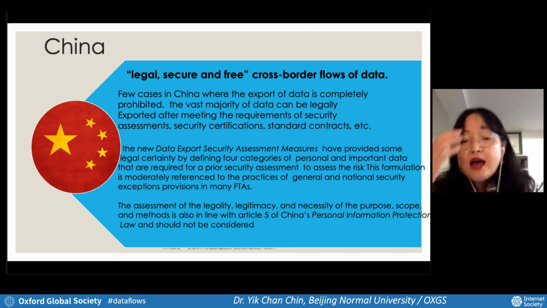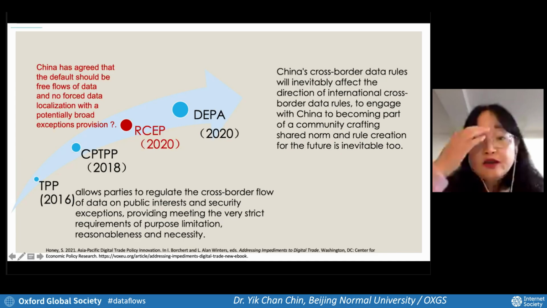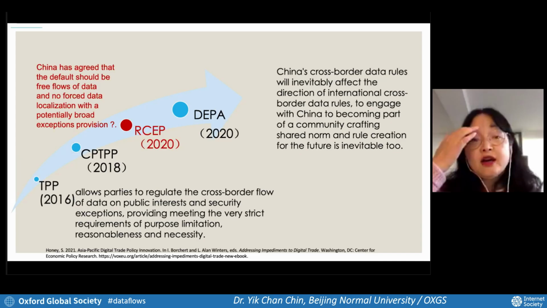Because many FTAs also have national security exceptions. And if you look at China's data export security assessment measures, there is a similarity between these two measures. They also put legality, legitimacy, and necessity as a test for the restrictions, which is in line with the Personal Information Protection Law. So here, look at the different FTAs. We found that when China joined the RCEP, they agreed the default should be the free flow of data, not forced data localization, but they want to have potential exception provisions. And the RCEP affords public interest and security exceptions, but they have to pass a very strict test, for example, the purpose limitation and necessity test.